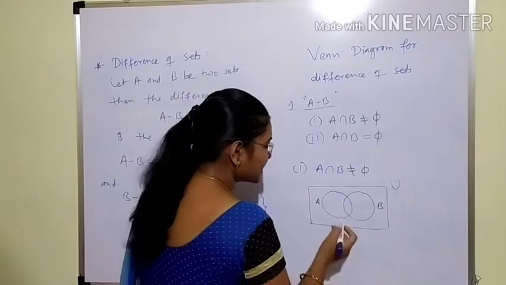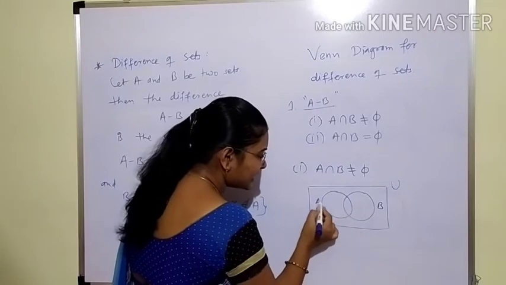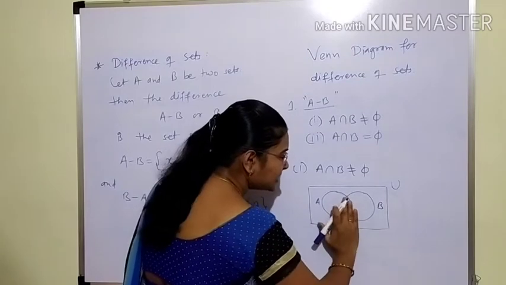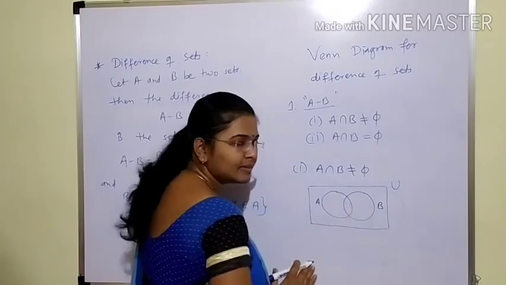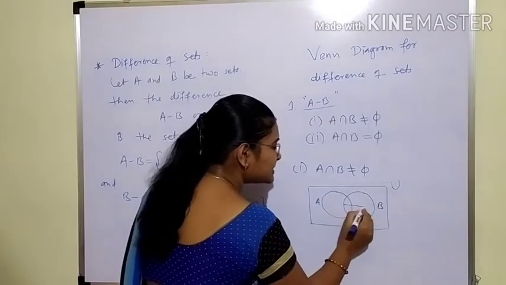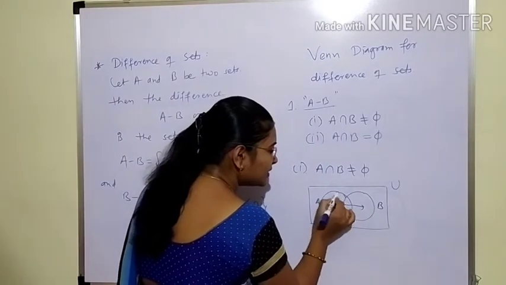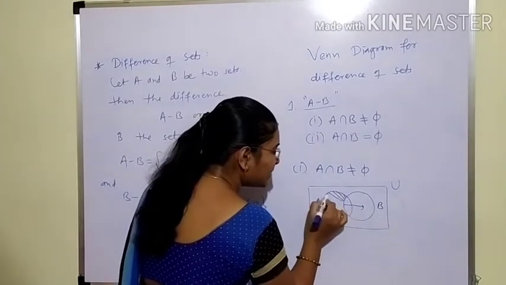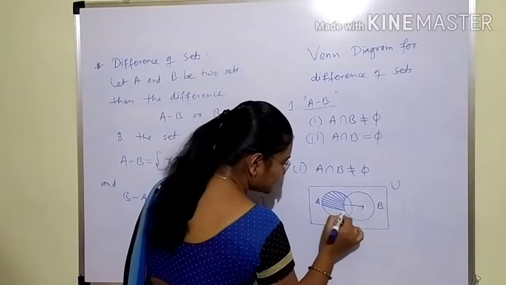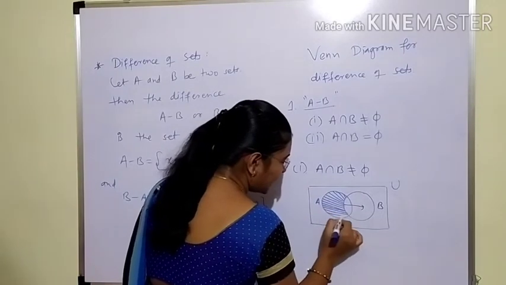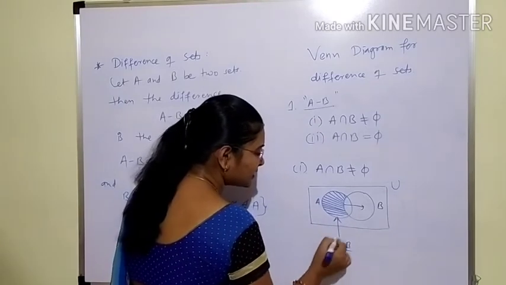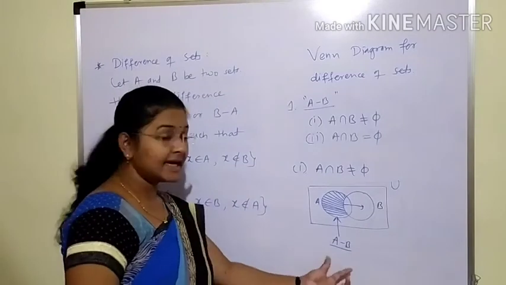Now A minus B. See students, here this is set A and this one is set B. Now this intersecting part contains elements from B as well as from A. But we have to take out elements of B, so we'll not consider this part. So a set in which purely elements from set A are there, that set is nothing but A minus B. So this shaded part shows the difference between two sets, that is A minus B.